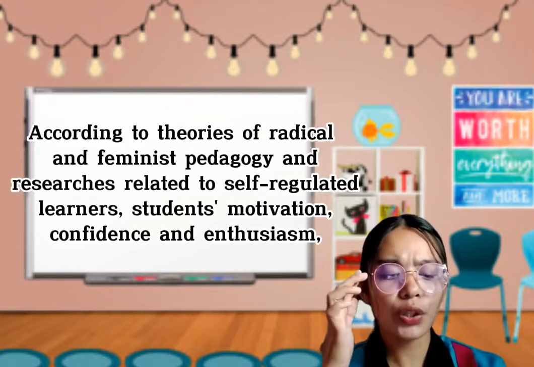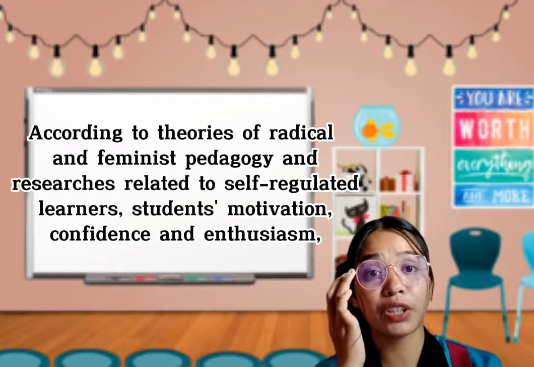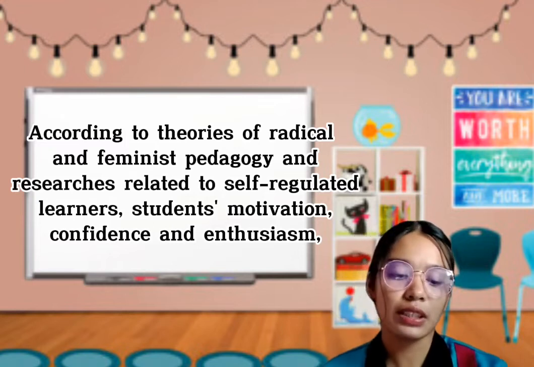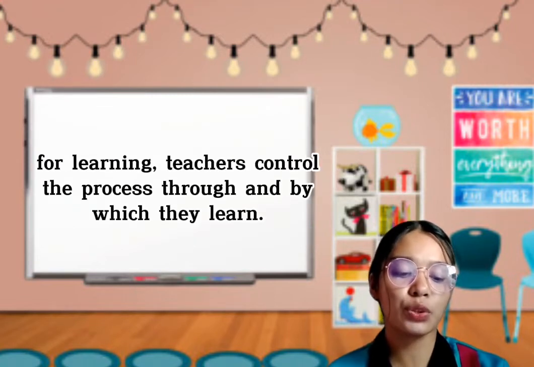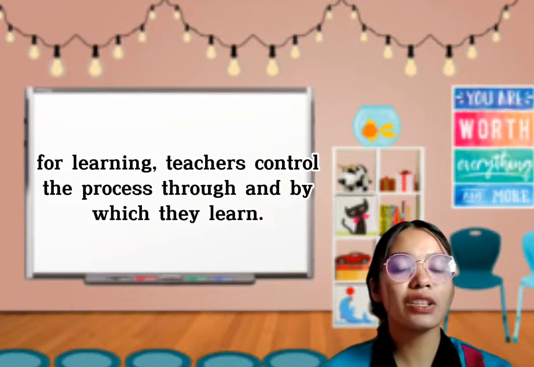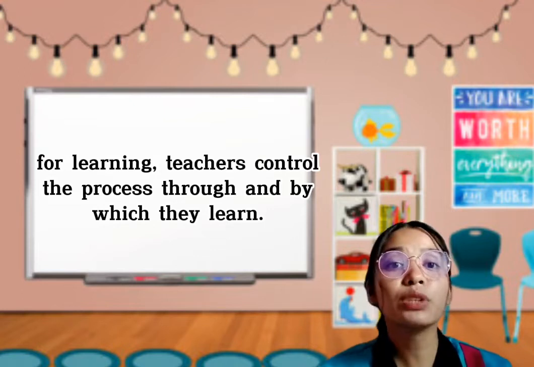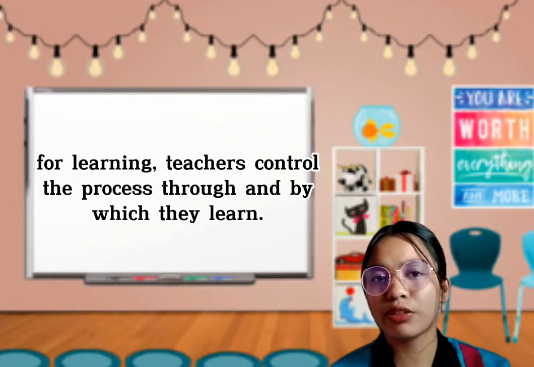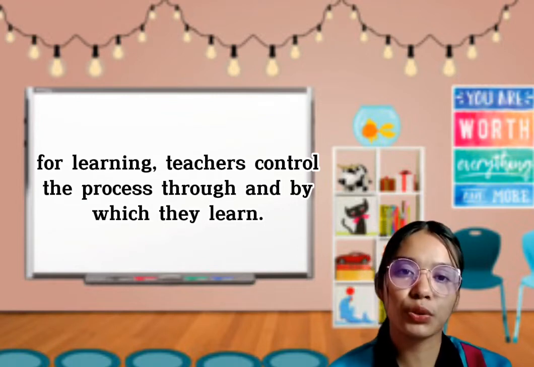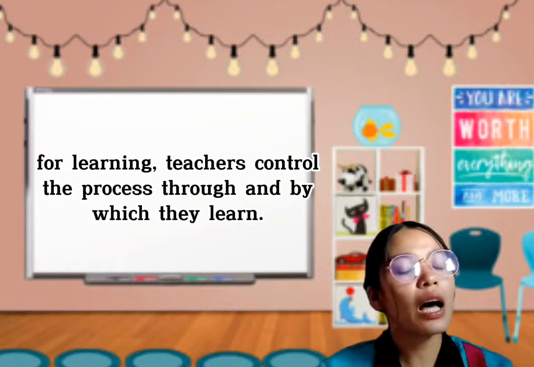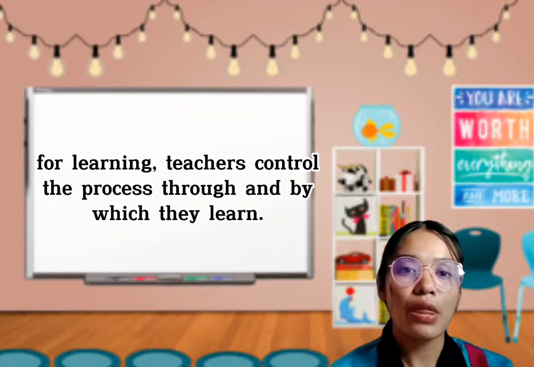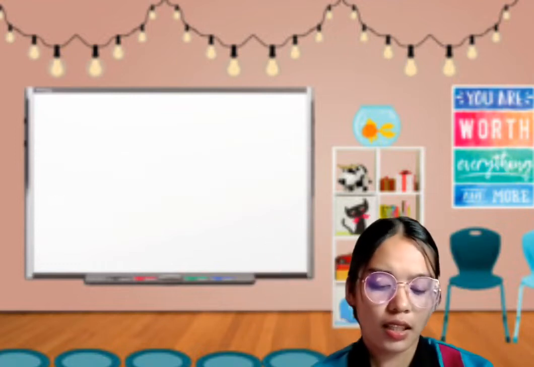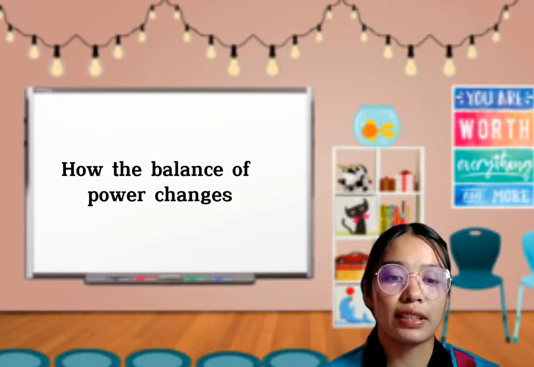Balance of power. According to the theories of radical and feminist pedagogy and researchers related to self-regulated learners, students' motivation, confidence, and enthusiasm for learning increase when teachers share control of the process through which they learn. So, balance of power comes from the students' motivation, how positive the students are, how the teacher handles students, how teachers share their power with their students, and how the students share power with their teachers. How the balance of power changes.